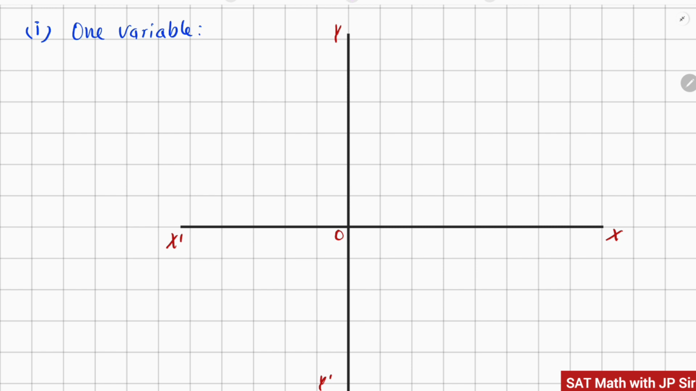Suppose that we have to draw x equals to 4. How to draw this? 1, 2, 3, 4, 5, 6, although we need just 4. It's very simple. When we have x equals to 4, we will draw a graph that is parallel to the y-axis and where x equals to 4. So this is the graph of x equals to 4.